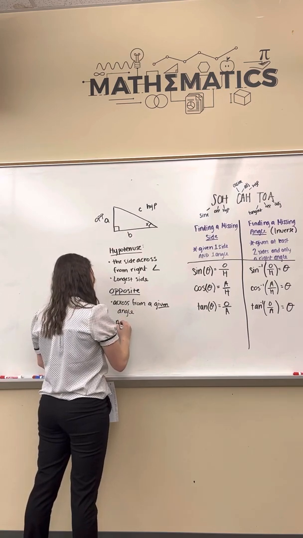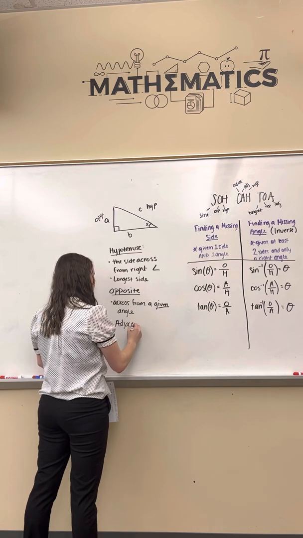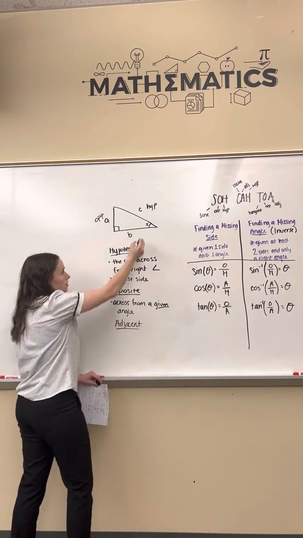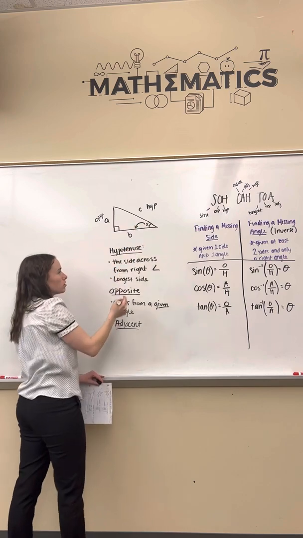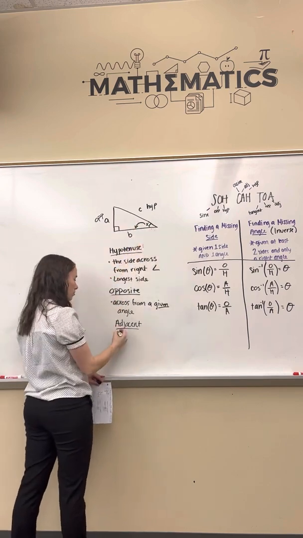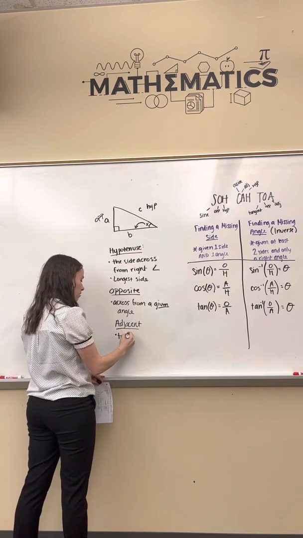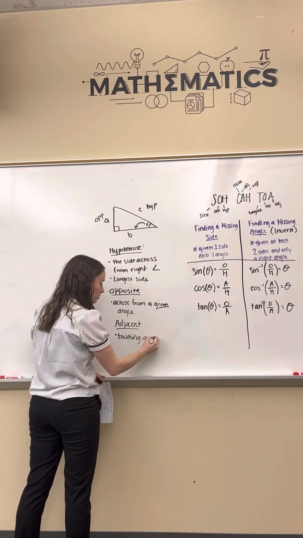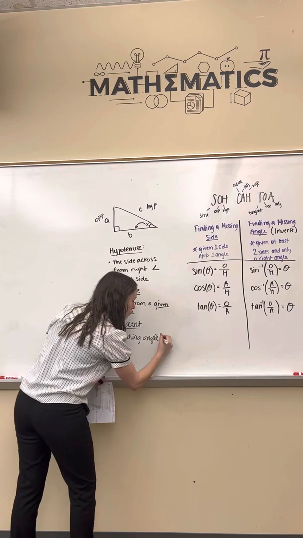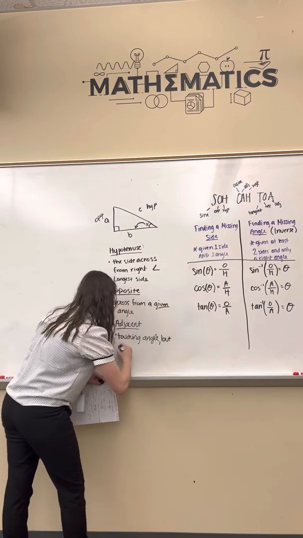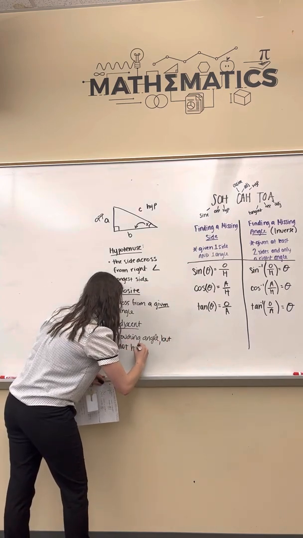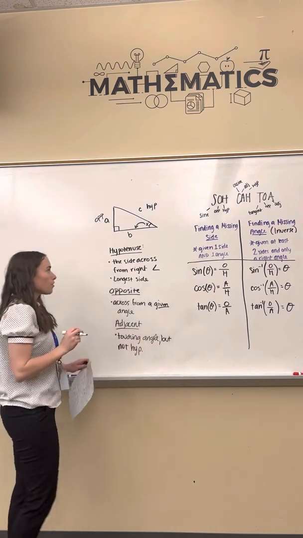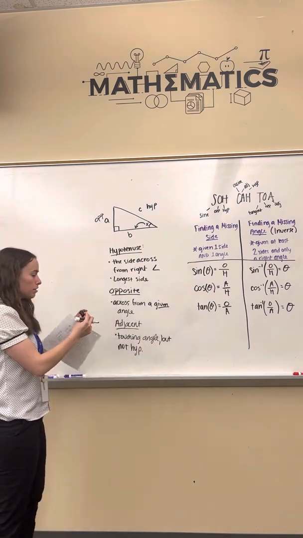And then adjacent is whatever is right next to the angle. So it's touching the angle. But it's not the hypotenuse.